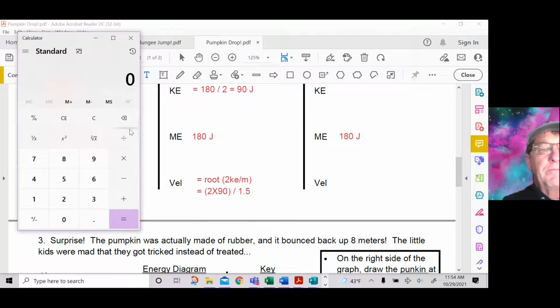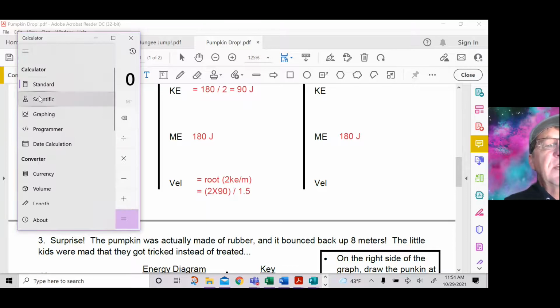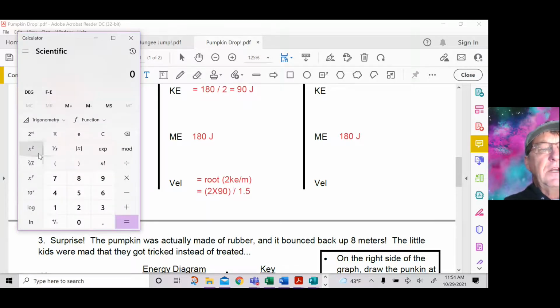Does it have a square root function? Standard, okay. I can go to a scientific calculator. That's what I want. Now I have a square root function. Sometimes they put a little 2 in there to show it's the square root, because you can also do cubed roots and fifth roots and crazy stuff, but we don't need to worry about that.